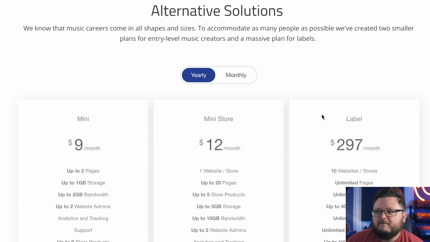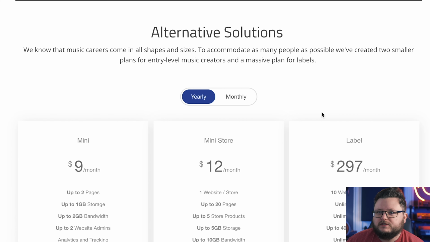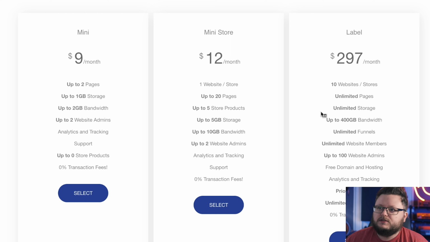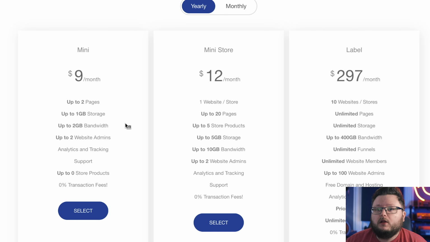So, alternative solutions, we have 3 more plans. So one of them is just like a label plan, right? You get 10 websites and stores, unlimited pages, 400 gigs of bandwidth, unlimited funnels, 100 admins, right? So it's like just a plan for a label that needs their own website and sites for 8 of their artists. That's who would get this one here. Now, these other 2 plans are smaller plans.